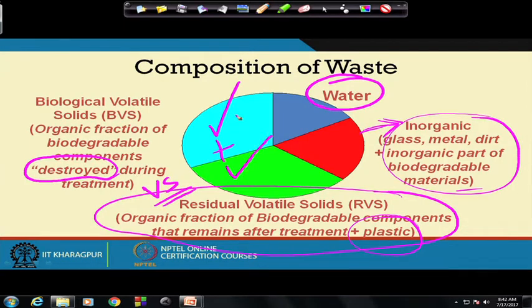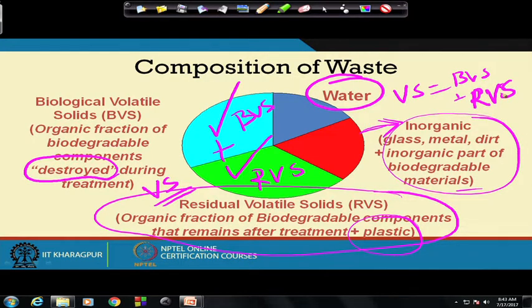Now, this part is the BVS and this is called RVS. So, biological volatile solids and this is our residual volatile solid. So, BVS plus RVS is equal to VS. So, remember that. The volatile solid which you can calculate in the lab is BVS plus RVS.